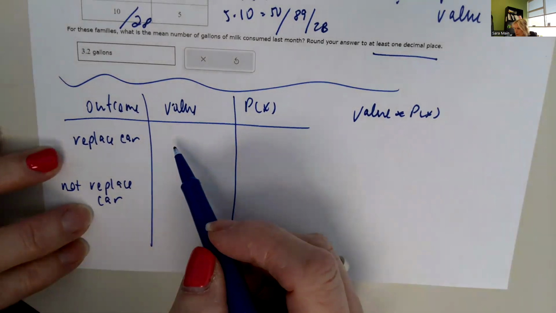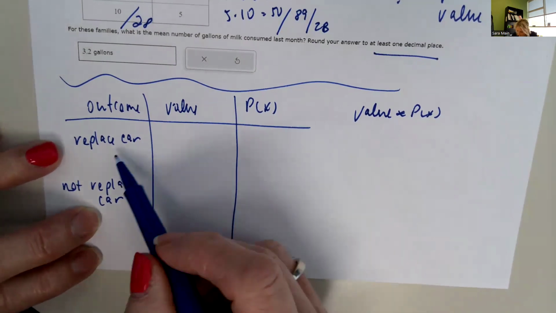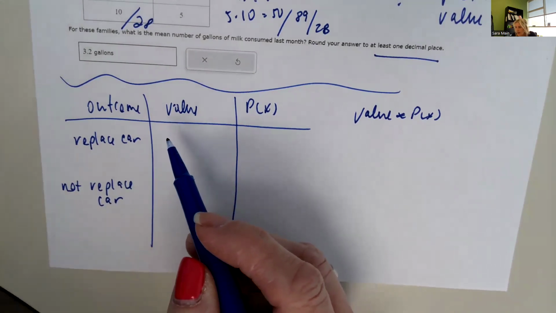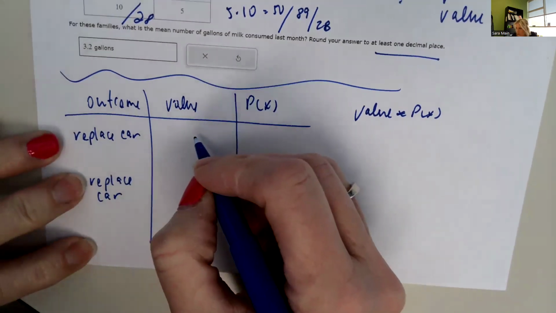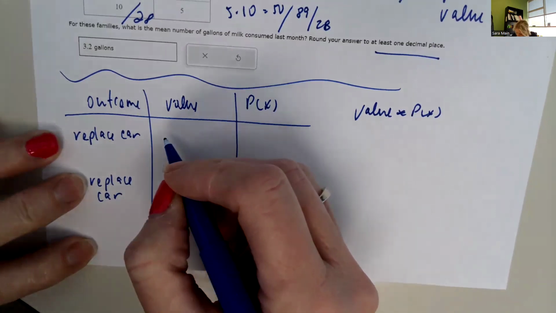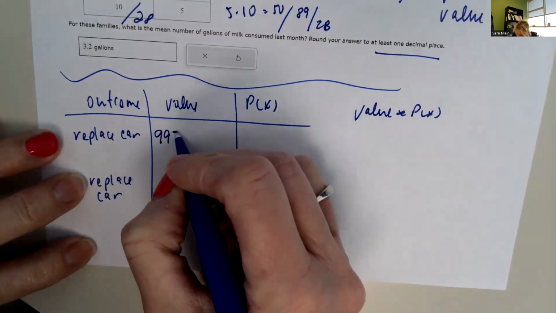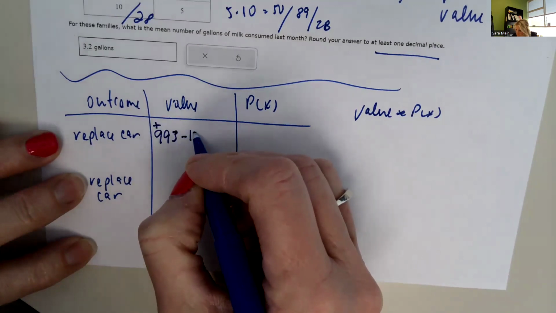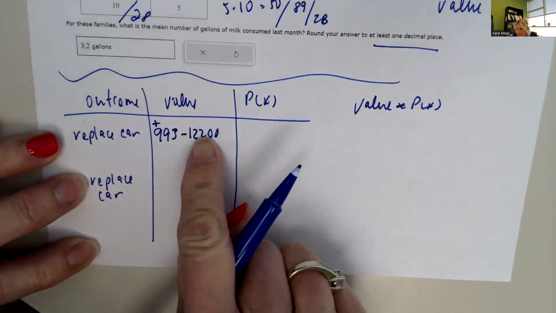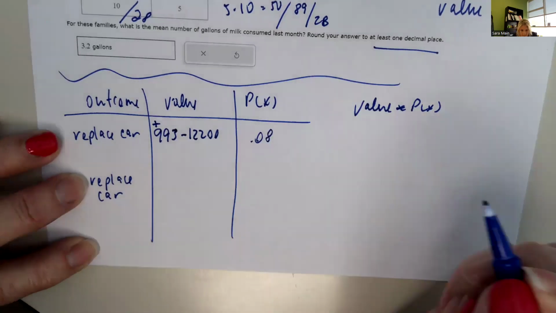So the value, they want to know what is their profit or cost to them. So if they replace the car, they have to pay out the $12,200, but the people paid them $993, right? So $993 would be a positive for them minus the 12,200 that it would cost because they have to pay the person that value in replacing the car. And that probability is 0.08.